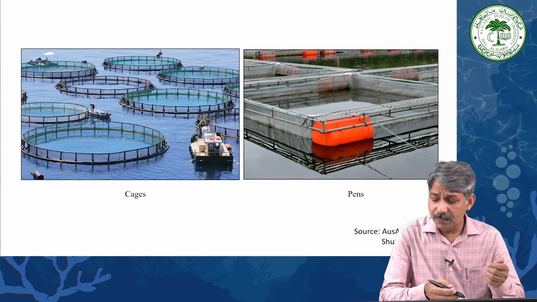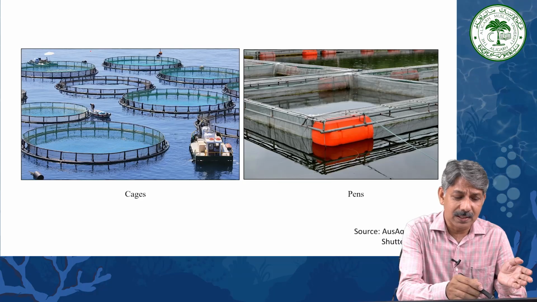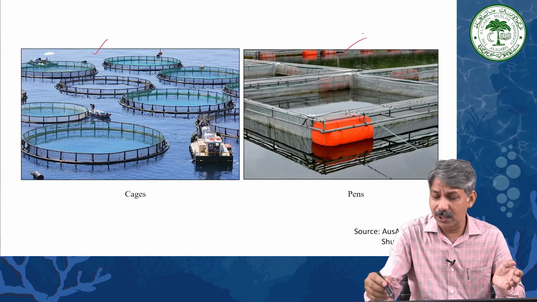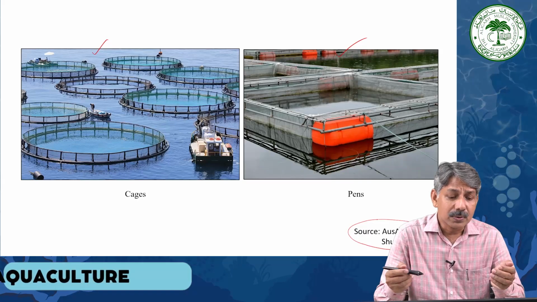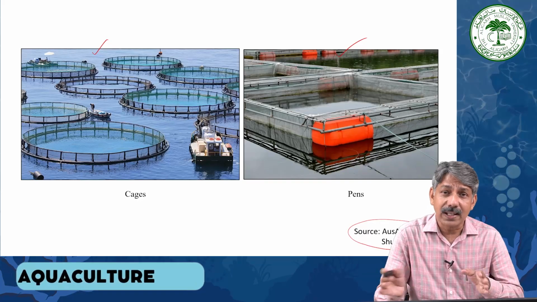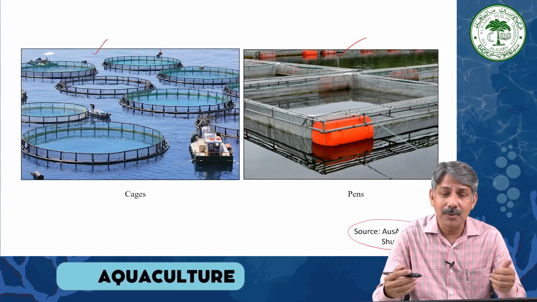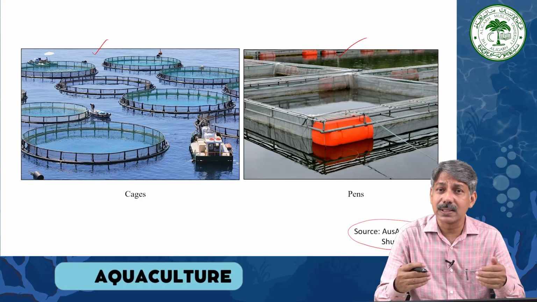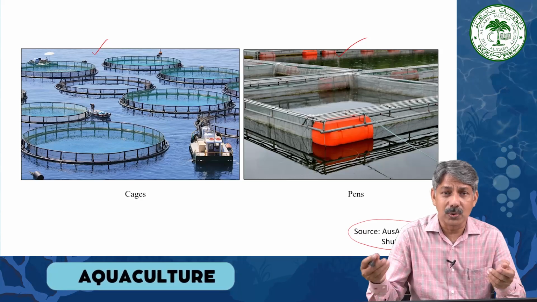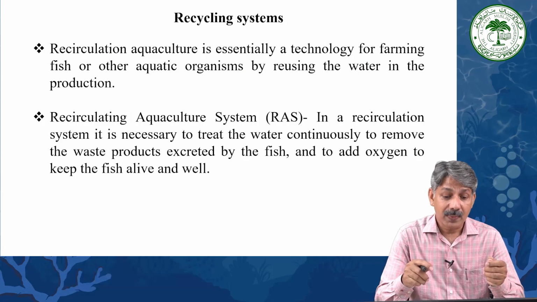Again here, I have tried to show you that these are examples of cages and these are examples of pens, as we have got this information from this source. Again, I should say I'm not endorsing any of the companies, any of the brands, or any other aspects. Just randomly, I have taken these pictures for academic purpose, just to show you how cages or pens look like. There are many variations, of course, in these structures also.